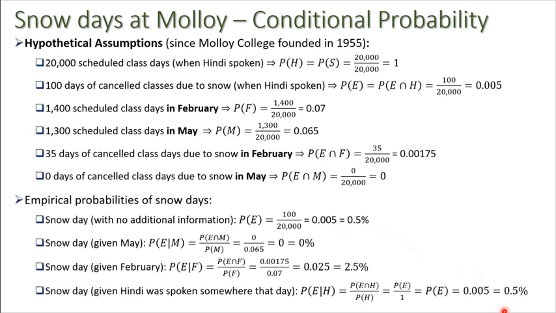which is the same 0.5%. And one thing I want to point out here is you notice that the probability of E given H is equal to the probability of E, and that's actually going to mean that the two events, E and H, are independent of each other, right? The probability of E doesn't change even with the given information H. It still stays the probability of E.